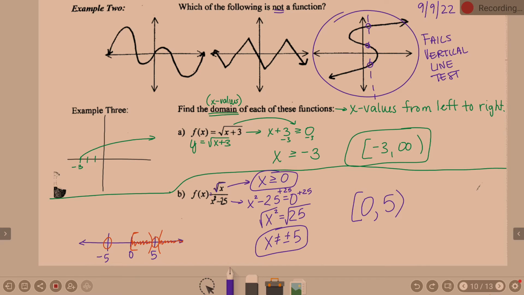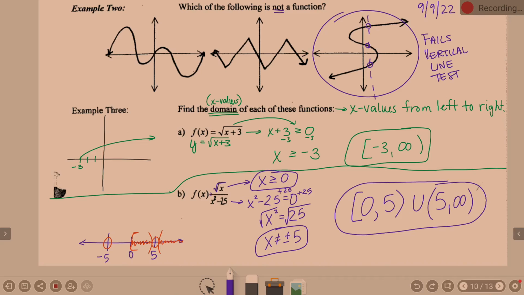Then we say union, that's the U-looking figure. Where does my shading start back up? 5 again with a parenthesis. When does my shading end? Infinity, and infinity always uses parentheses.